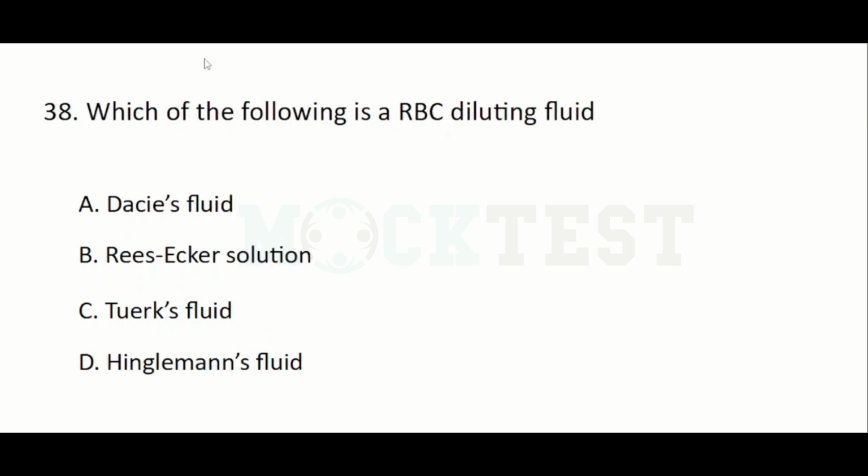Next, which of the following is a RBC diluting fluid? Option A, Dacie's fluid. Option B, Rees-Ecker solution. Option C, Turk's fluid. Option D, Hayem's fluid. Option A, Dacie's fluid.